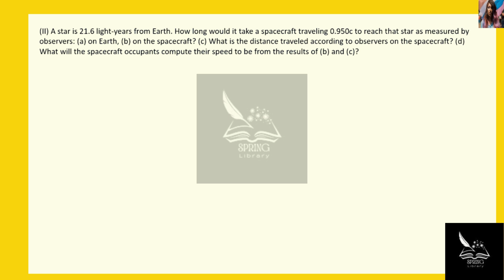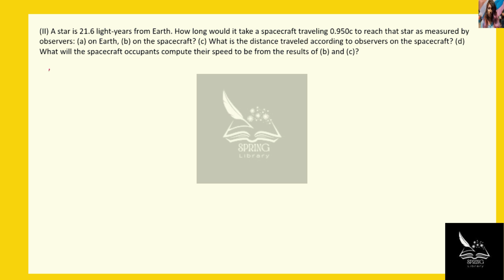In this question, we are engaging in some relativistic space travel, and we want to know, given a destination to a star, the time that it will take the spacecraft as measured on Earth and on the craft. What's the distance the spacecraft travelers think they went? And then what do they compute their speed to be?